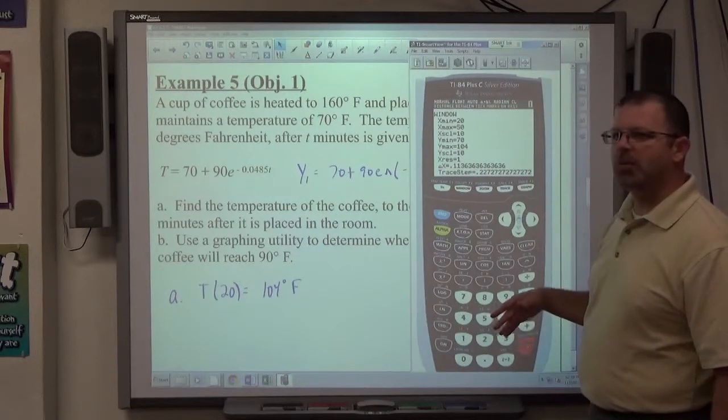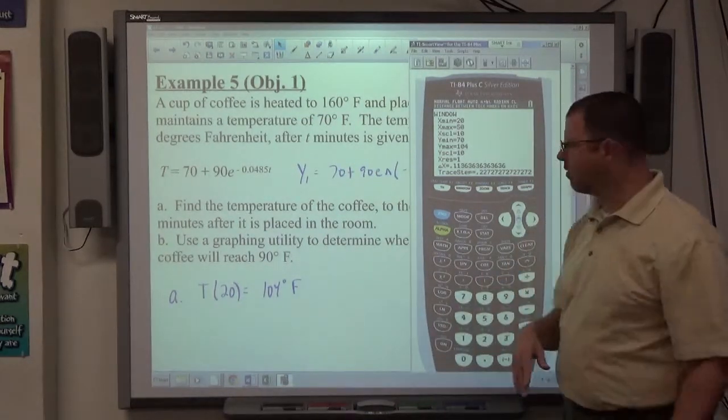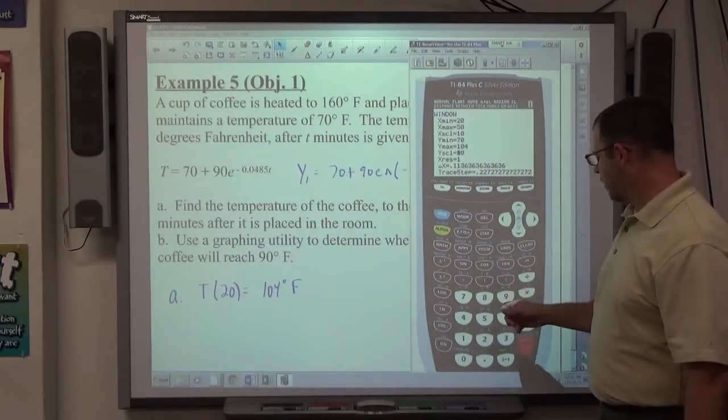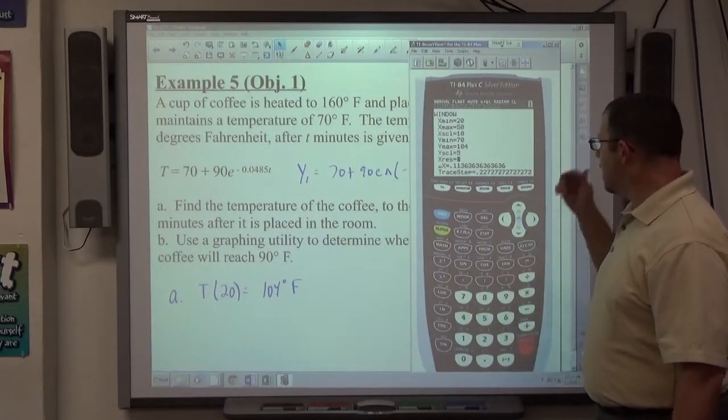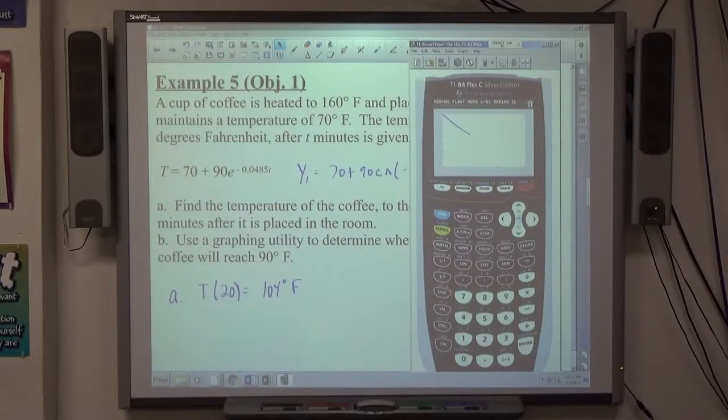There are no magic numbers here, but if you just pick the lowest and pick where it's at, that should be pretty good. Scale it however you want to. I'm going to go 5 on that scale. And if I hit graph right now, there's my graph, and there's the cooling of the coffee going on.